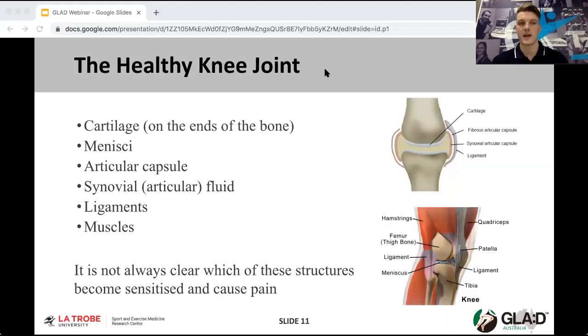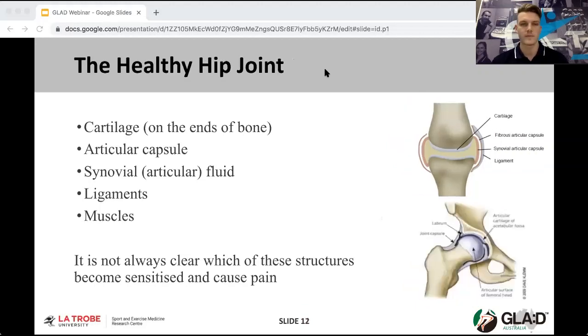Alrighty, now a little bit of anatomy about a healthy knee joint. Like we've already mentioned, we've got the cartilage on the ends of the bones. Now with the knee, we've got two menisci, which are two little shock absorbers on each side of the knee, and they're important for dispersing the forces. Okay, we've got the articular capsule, which produces the synovial fluid, and then we've got the ligaments and muscles to provide stability and movement. And it's not always clear which of these structures become sensitized and cause pain. It could be some or all of them.